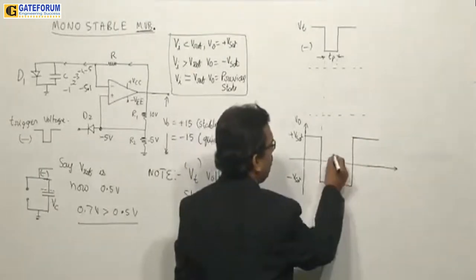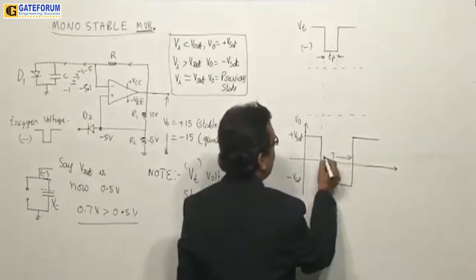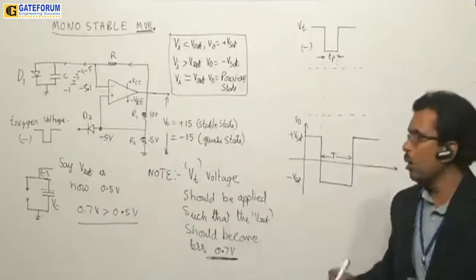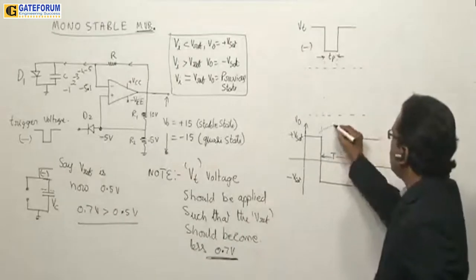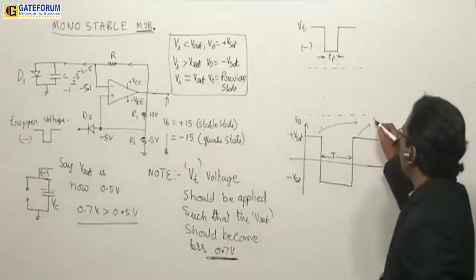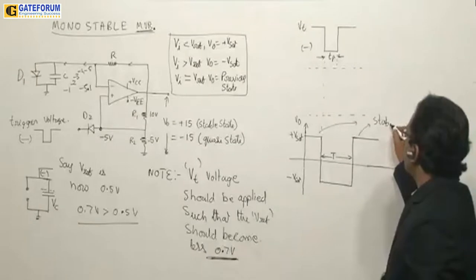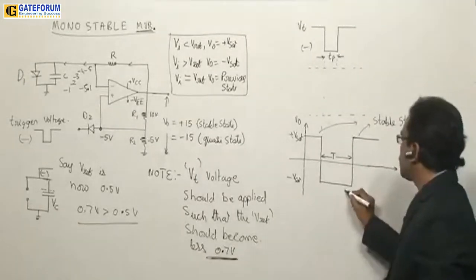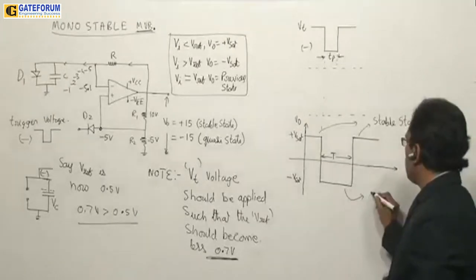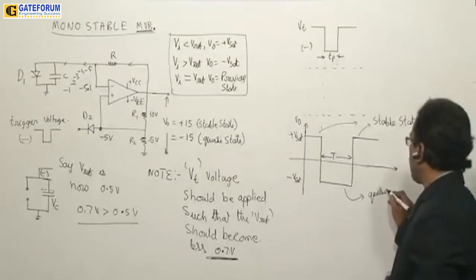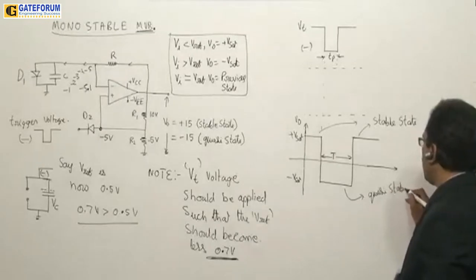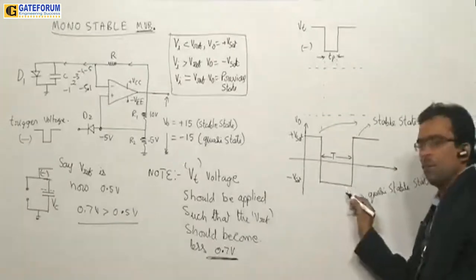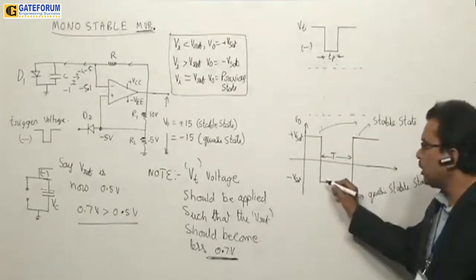Now this will be the time period of the monostable multivibrator output. So you can see that this state and this state are stable states, and this part is the quasi stable state, or temporary stable state.